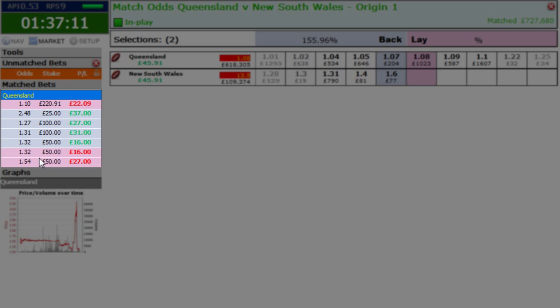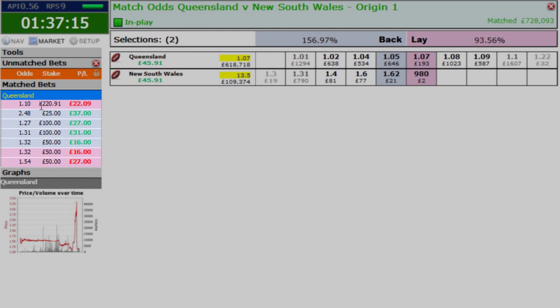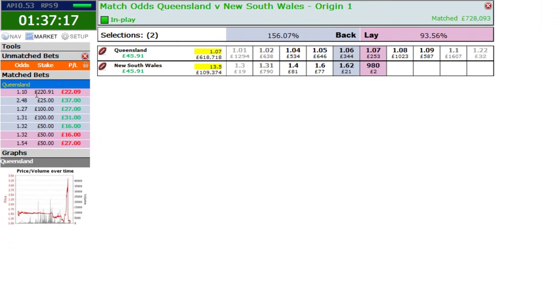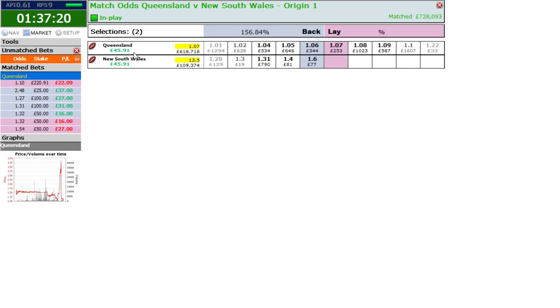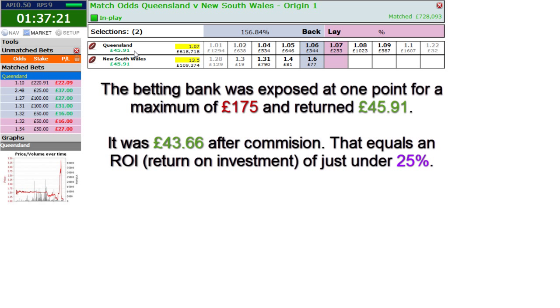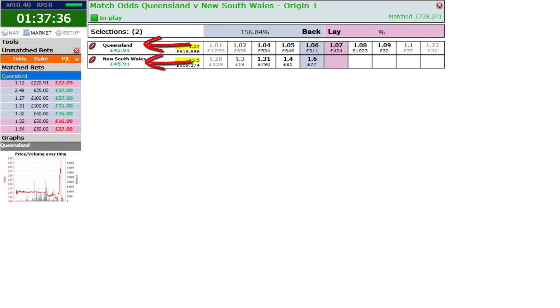There's all the trades we did. So we took an original position of laying Queensland, then we laid them again and averaged out. The state of the game showed me that I'd made an incorrect decision, and I flipped it. So the betting bank was exposed at one point for a maximum of 175 and returned 45.91, 43.66 after commission, and that was a return on investment of around 25%. And you see there, that's the end figures.